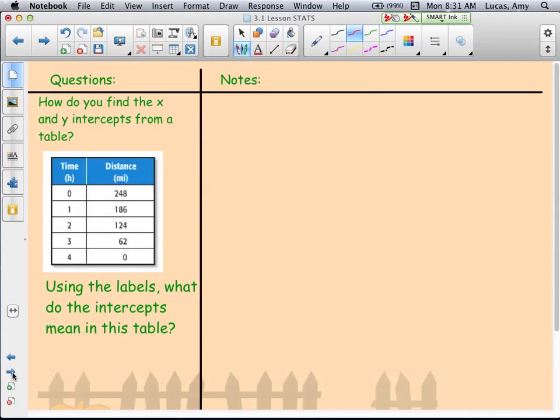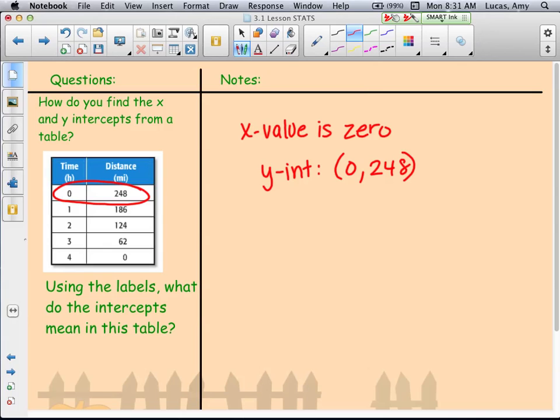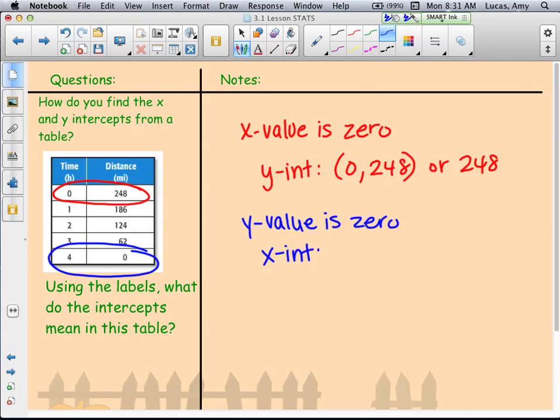Same thing on the next one. So my first ordered pair has an X value of 0. So that means I found my Y-intercept. So (0, 248), or just 248. And then when the Y value is 0, I found my X-intercept, so it's opposite, so (4, 0), or 4. Now this table has time and distance. So what do the intercepts mean in this table?